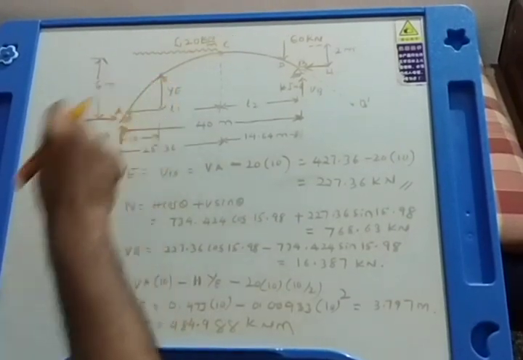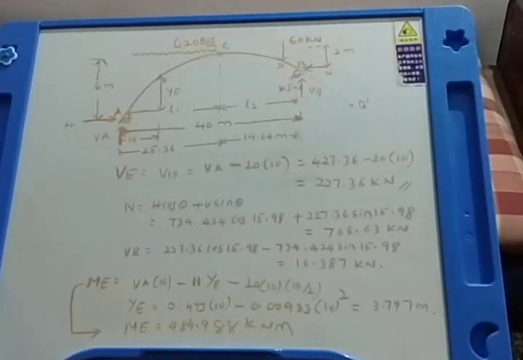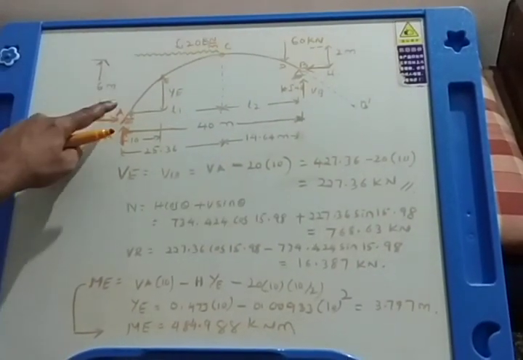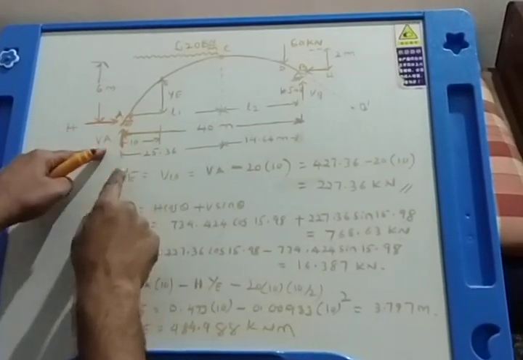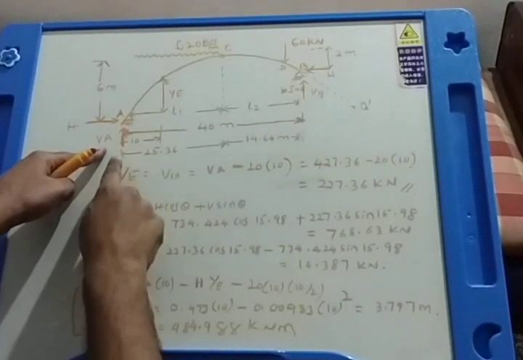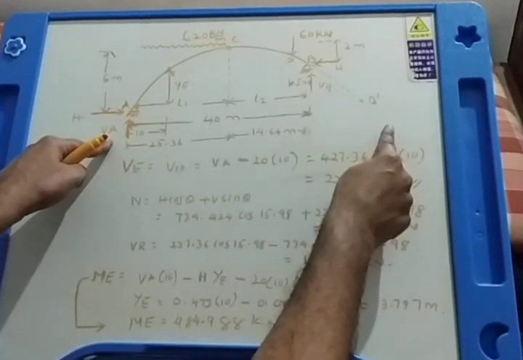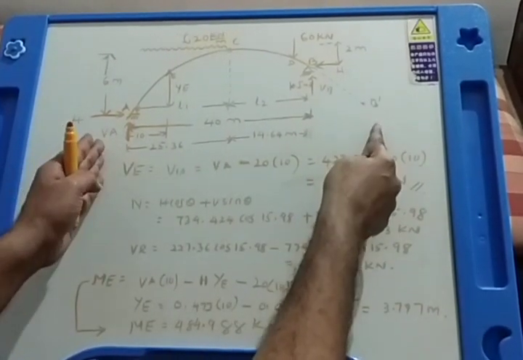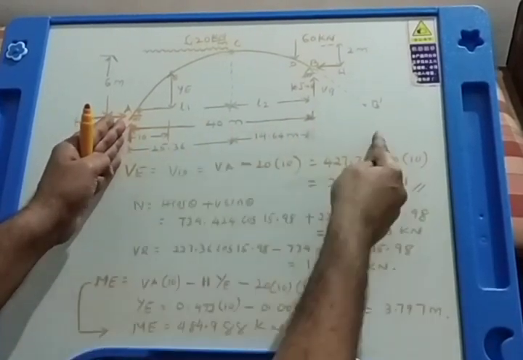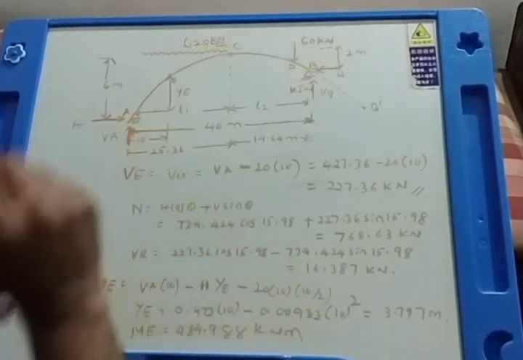So this is how you are going to find out the bending moment, normal thrust and radial shear at E. So keep this in mind while taking the expression for Y. With A as origin, you have to take the value of span is equal to 25.36 into 2, not 40. This is total 40, it is not, but you have to take double of 25.36.